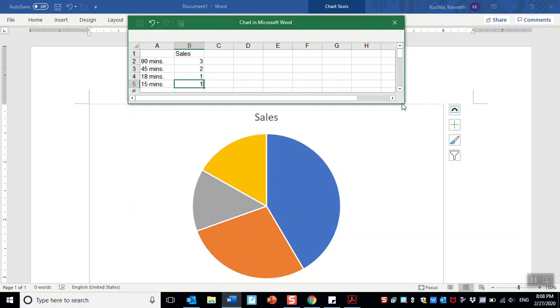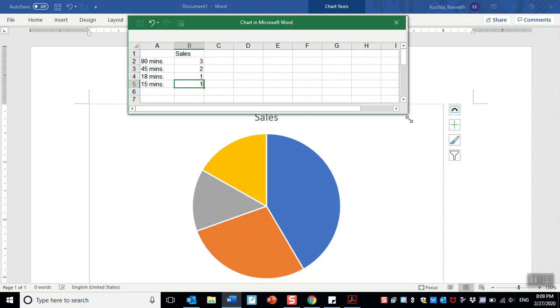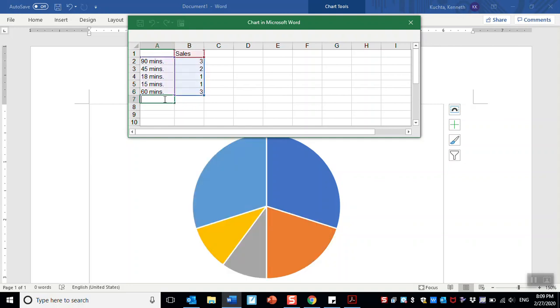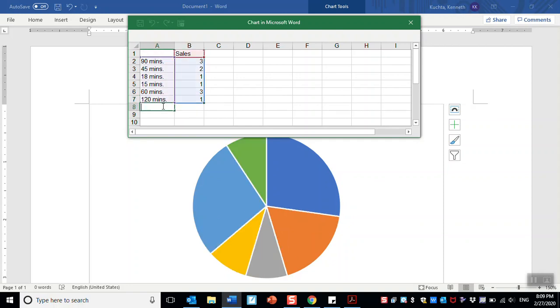Okay, I've got to extend this a little bit bigger. So I hover over the corner, and when you see this little arrow, that allows you to stretch it, okay? All right, my next group, people who take 1 hour, that's 3 people. Okay. My next one is 2 hours, that's 120 minutes, and that's only 1 person. And then finally, people who take a half an hour, that's 30 minutes, and that is also 1 person.